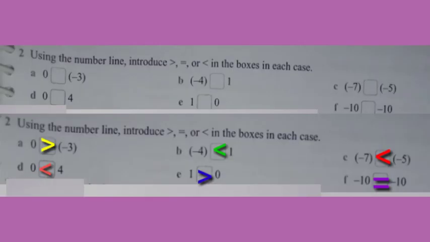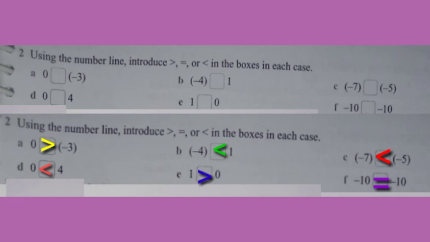Question number 2. Using the number line, insert greater than, equal to or less than in the boxes in each case. Part A, 0 and minus 3. Here the answer is 0 is greater than minus 3. Part B, minus 4 and 1. Here the answer is minus 4 is less than 1. Part C, minus 7 and minus 5. Here the answer is minus 7 is less than minus 5. Part D, 0 and 4. Here the answer is 0 is less than 4.